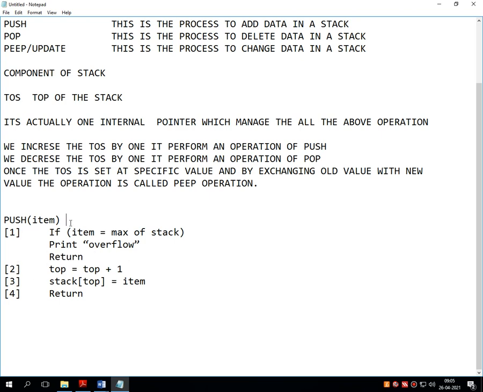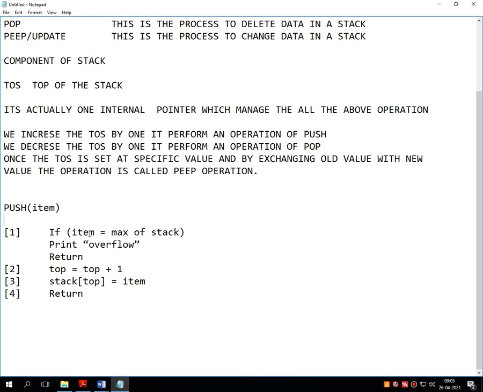What will be the step of this algorithm? Step number 1 is one decision making statement which checks for the exception over here. That exception is called overflow. So over here I would like to explain this exception first, and then we can go ahead. What is overflow?